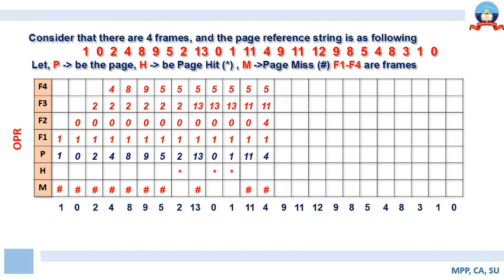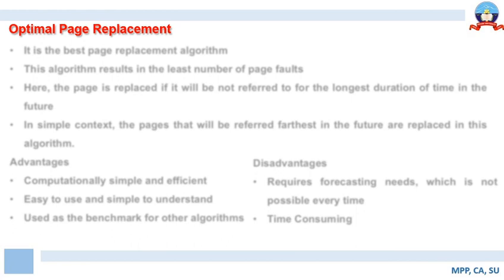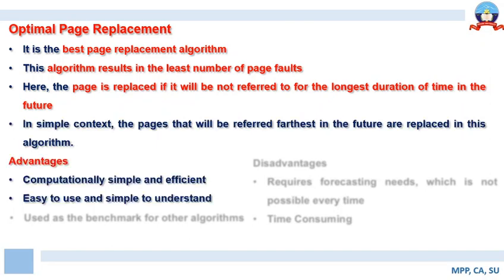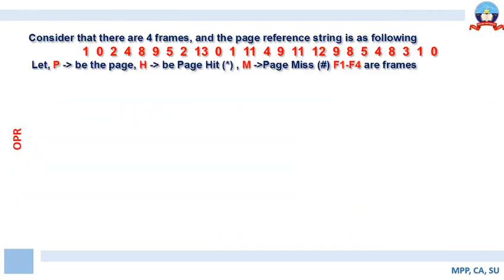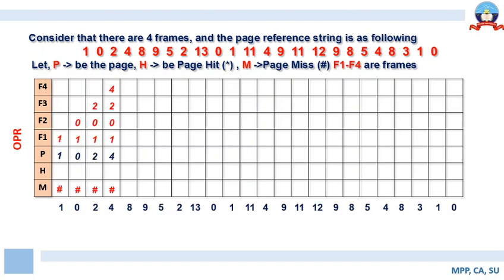So in today's class, what we have learned about is how optimal page replacement algorithm works, why it's considered to be the best algorithm, and what are the inherent processes that are involved in optimal page replacement algorithm. Then we talked about some of the notable advantages and disadvantages of optimal page replacement algorithm, and then we tried to understand optimal page replacement algorithm with the help of a very simple example wherein we try to create a reference to pages for determining the number of page hits and page miss.